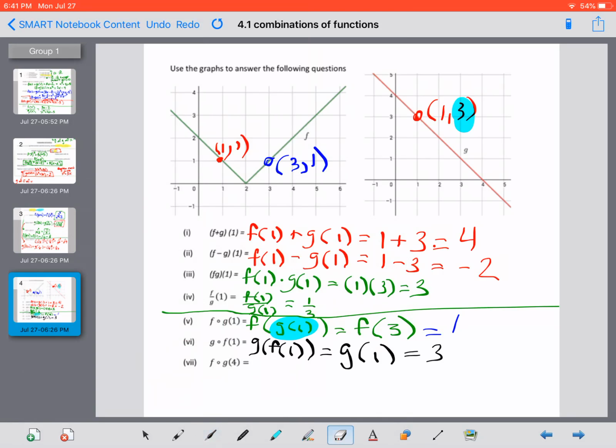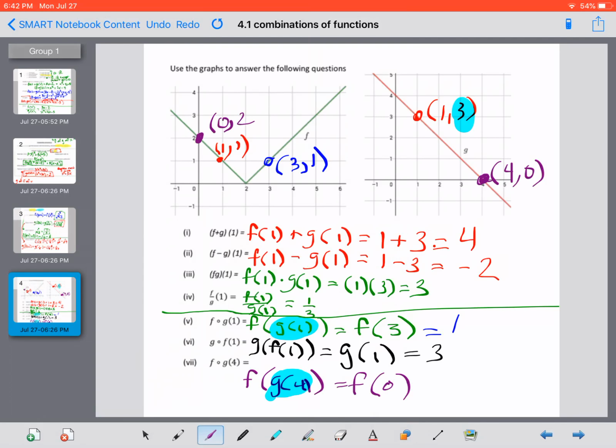Great. Alright, now finally let's try to find f of g of 4. Just like before, this means plug g of 4 into the f function. So I need to find g of 4. Let's go to the g graph. g of 4, okay, we have a point here at 4, 0, so the output there is 0, which means I'm going to replace this g of 4 with 0. Now I need to evaluate the f function at 0. So go to the f function. If you evaluate this function at 0, you have this point at 0, 2. We have a y value, an output of 2.